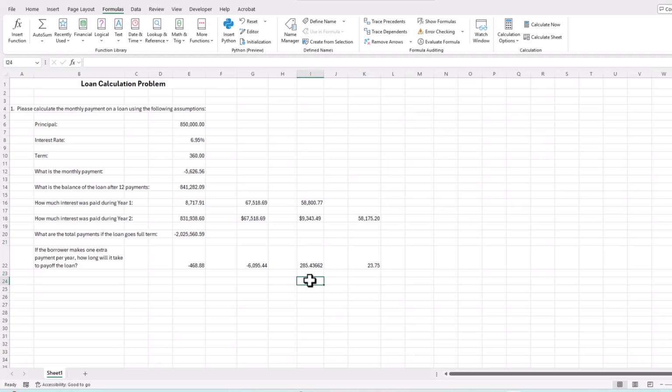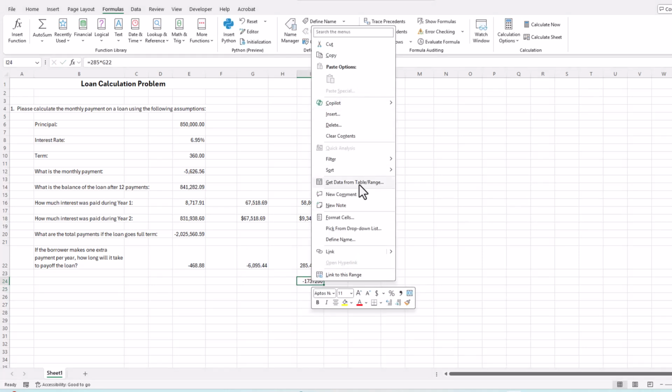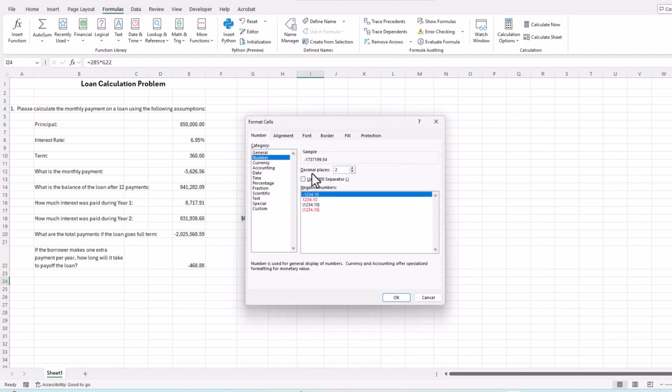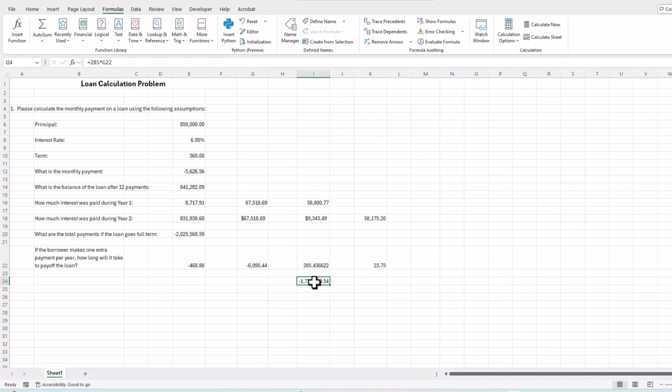So I'm just going to do one more calculation here for you. 285 times the payment of 6,000. Oh, let me reformat that so it's a little easier for us to look at. Put commas in. That's what I'll pay to pay this off over 23 years. I hope that makes sense what I just said.